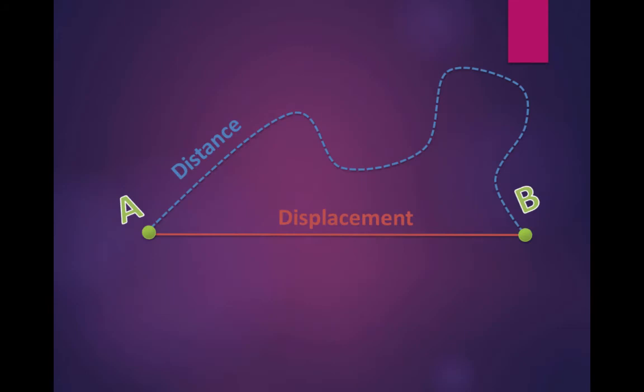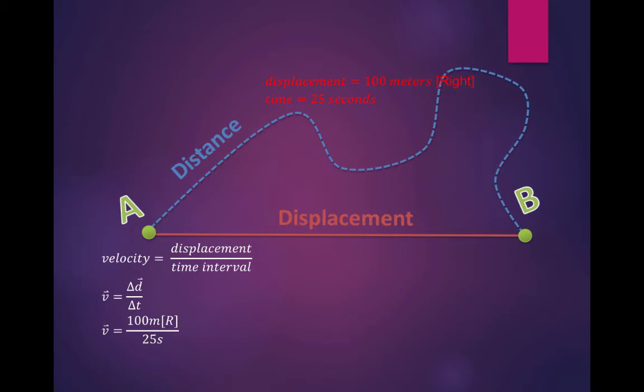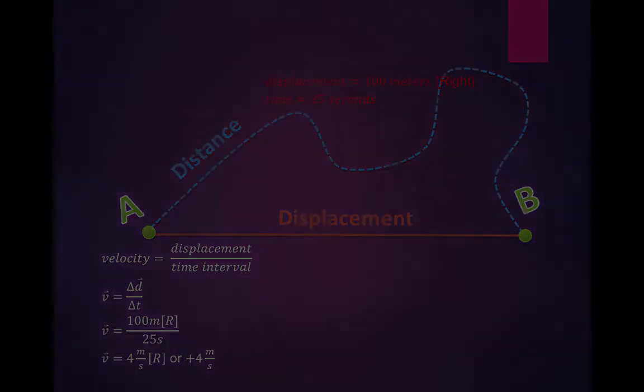To calculate velocity for this trip, we need to know the displacement, not the distance. Displacement is the change in position, simply the distance between where you started and where you ended, which is the straight line in red. Let's assume the displacement is 100 meters to the right, which we expect to be less than the distance due to its shorter length. Time is still 25 seconds. Velocity is displacement over time interval. It can be written as delta d over delta t. Velocity is 100 meters to the right divided by 25 seconds, which equals 4 meters per second to the right, or simply plus 4 meters per second.